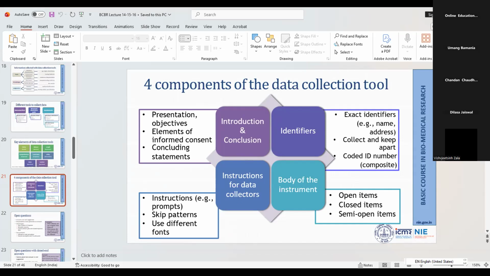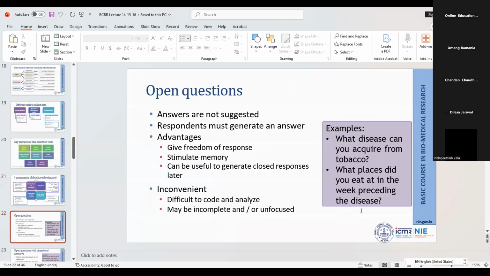Then the body of the data collection tool or instrument, or our questions. These are the types: open items, closed items, and semi-open items, that we'll discuss here. First is open questions. So what are open questions? Here, answers are not suggested. The respondent must generate their own answer. For example, what diseases can be acquired from tobacco, or what place did you eat at in the week preceding the disease?